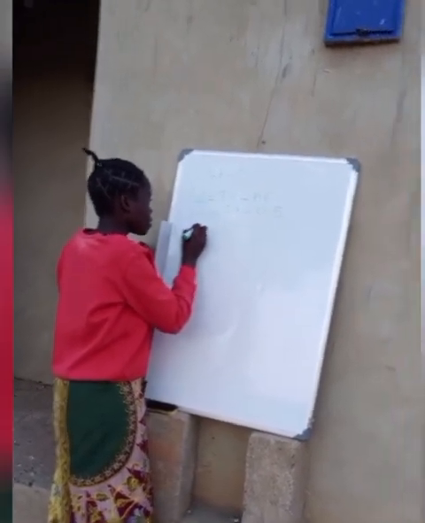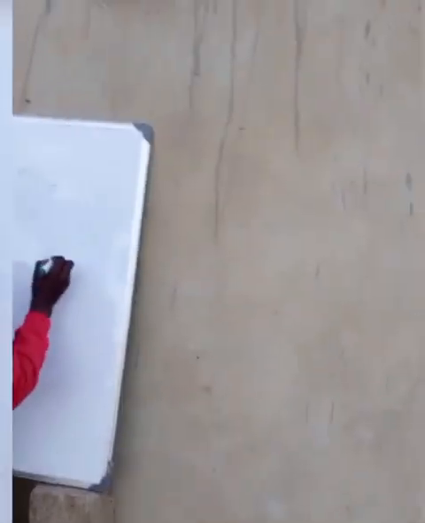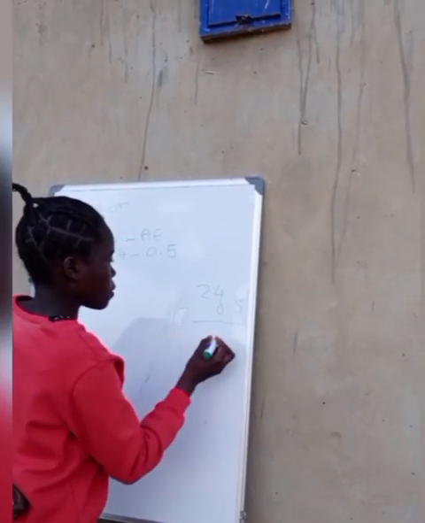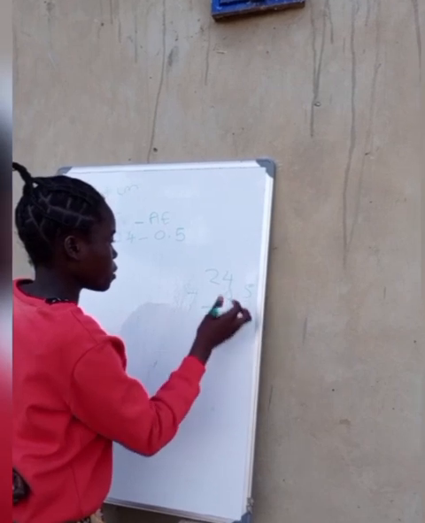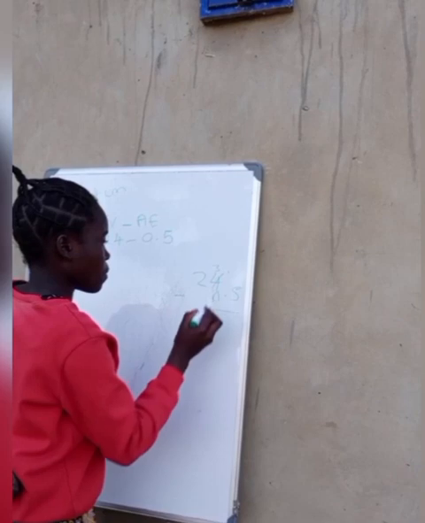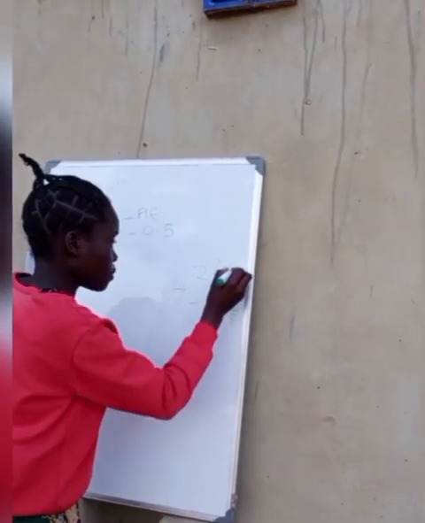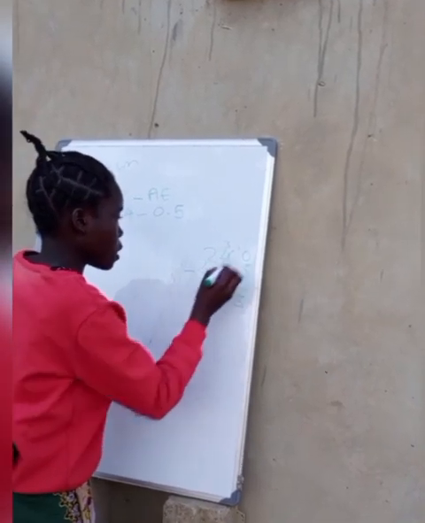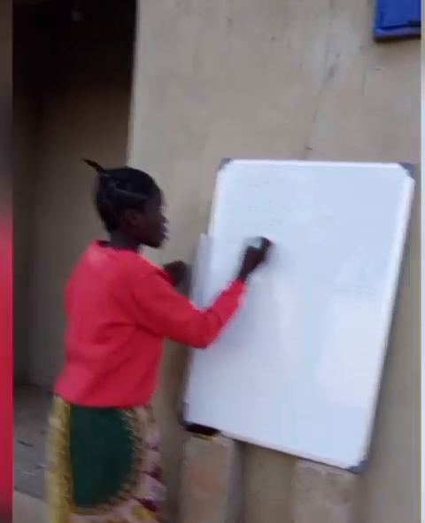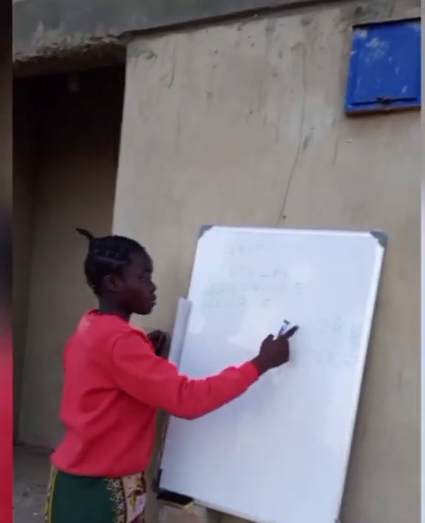So when we subtract these two, what do we get? 24 minus 0.5. There's a 0, then to be 10, we get a 1. So the answer will be 23.5. This is the lower limit.